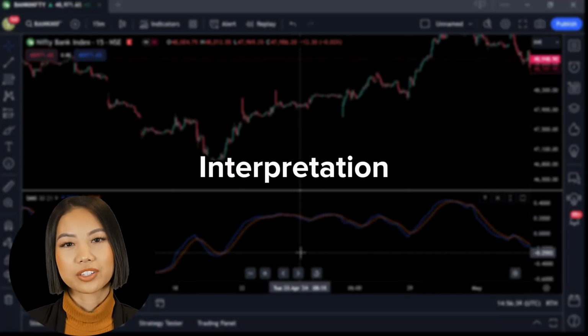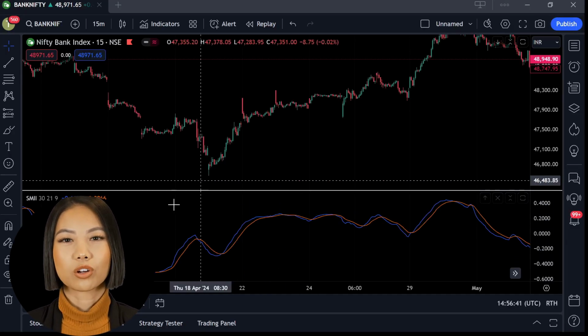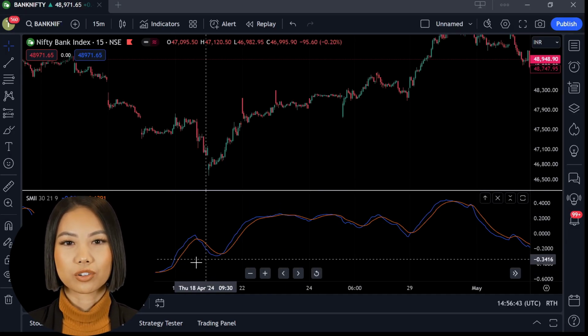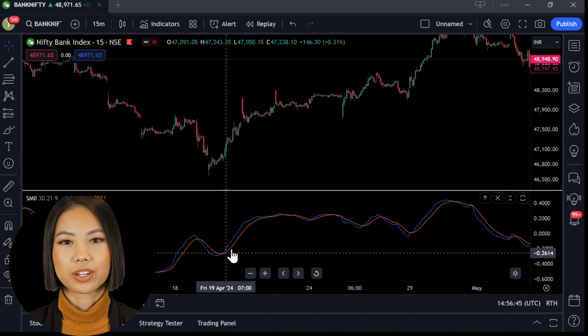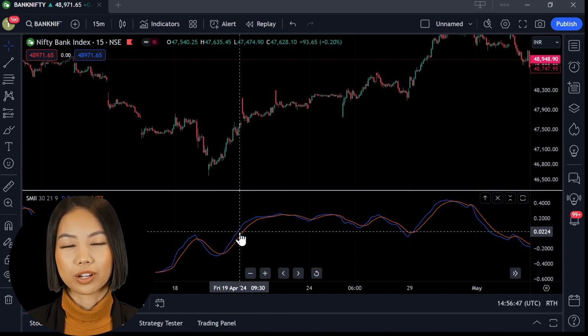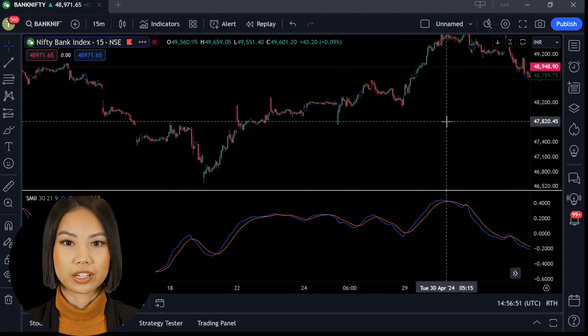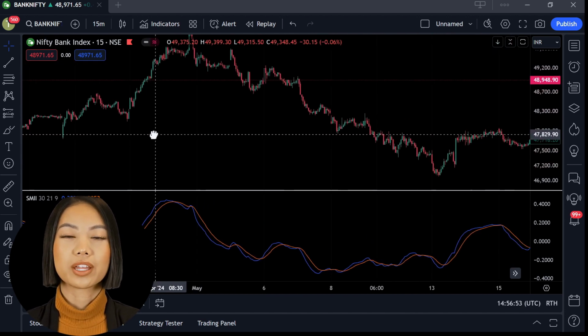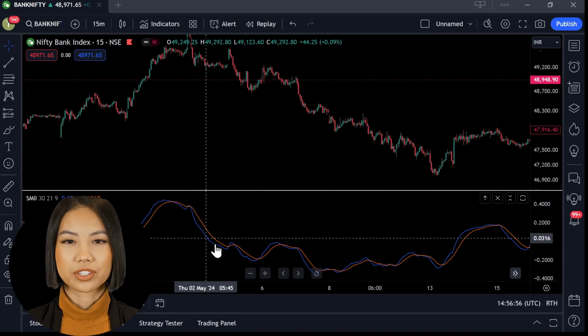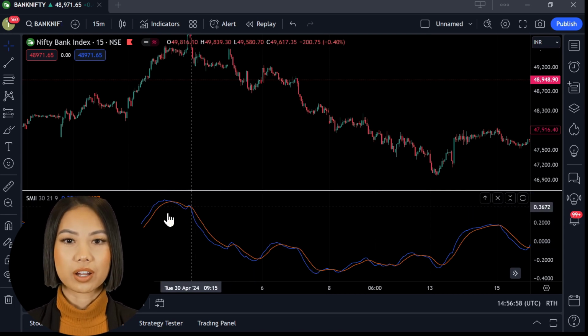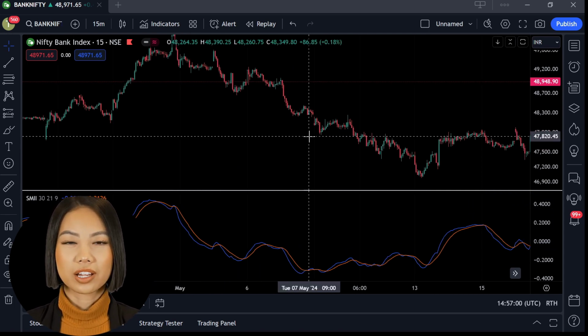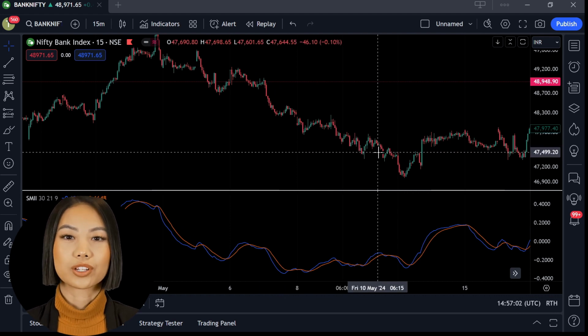Interpreting buy and sell signals. A buy signal occurs when the SMI line crosses above the signal line, especially from a lower range below the zero line. It indicates a potential upward trend. Conversely, a sell signal occurs when the SMI line crosses below the signal line, particularly from an upper range above the zero line. It suggests a possible downward trend.